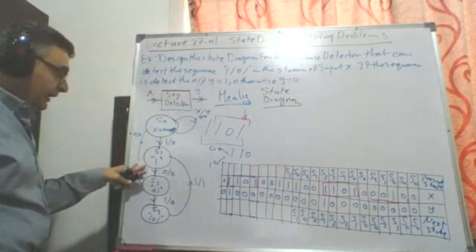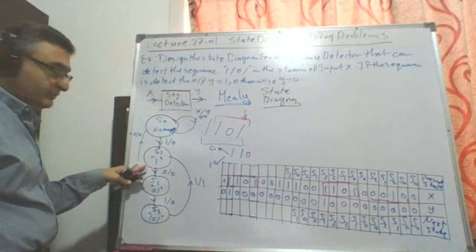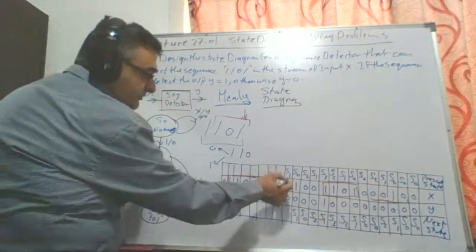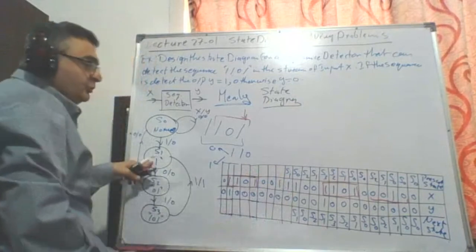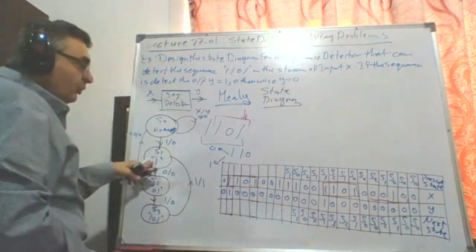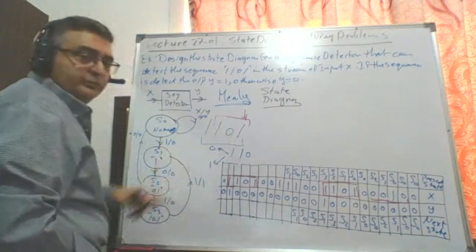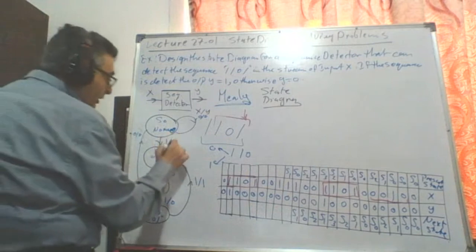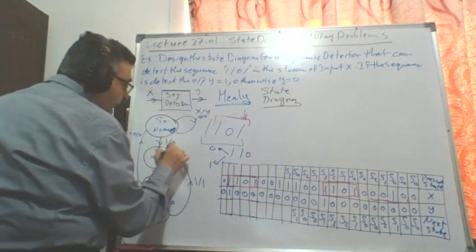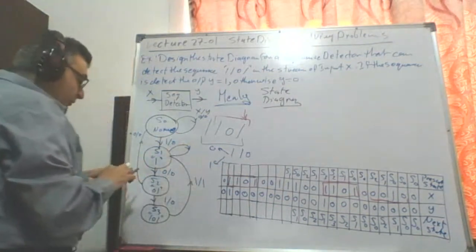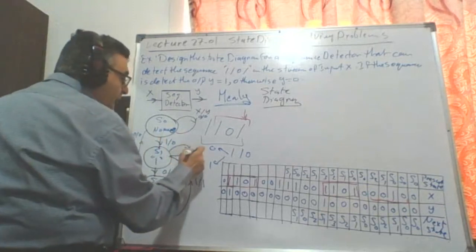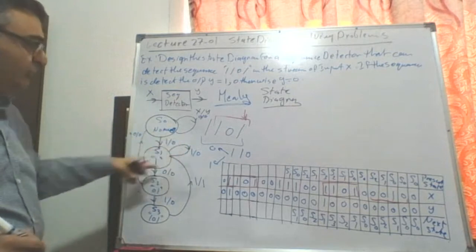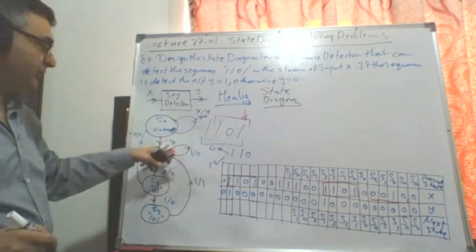S1 and 1, we didn't do this arrow yet. If I am in S1 and I received a second 1, do you want to remember 1, 1? No, you only want to remember 1 only. So that means if I am in S1 and I received an input X equals 1, I will stay forever in S1 as long as I'm receiving ones. I don't want to remember anything except the first one.